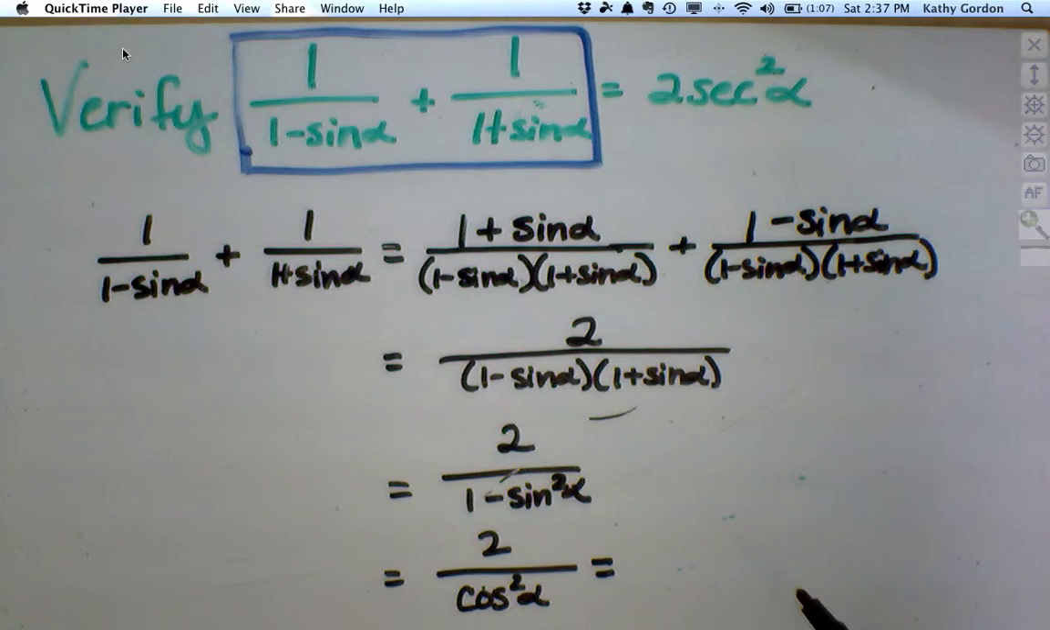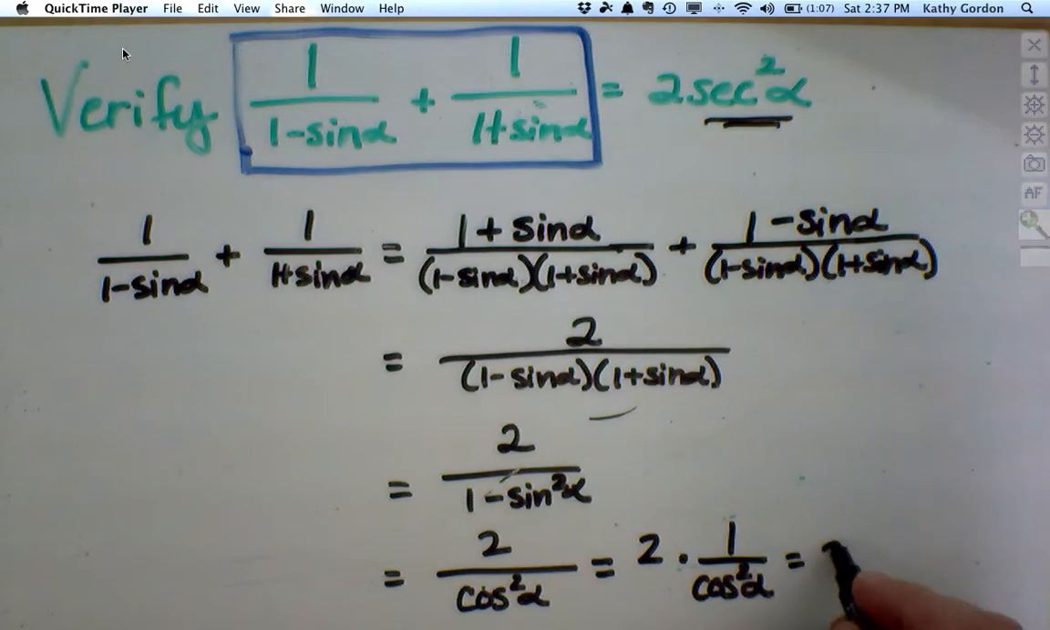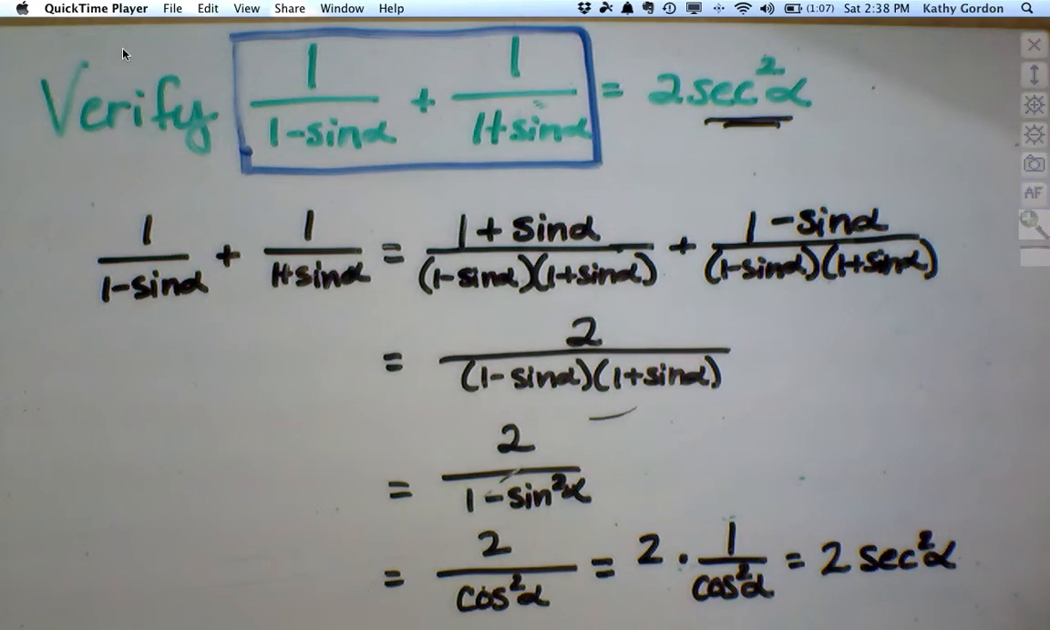If you don't quite see that, it's because we're saying I have 2 times 1 over cosine squared. Okay, and 1 over cosine squared is the secant squared that I was looking for. So 2 secant squared, there's my conclusion. There's my final answer. So Q.E.D. I'm done.